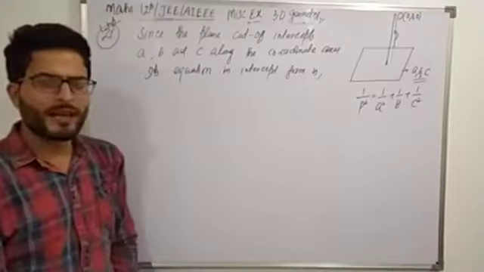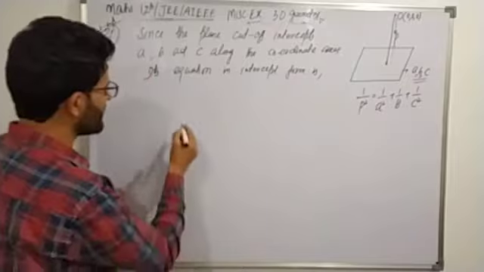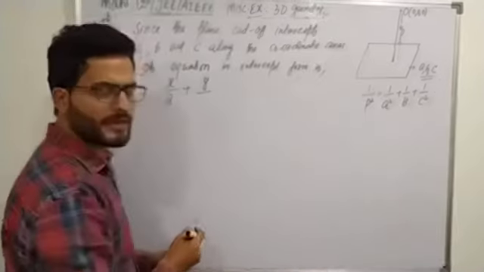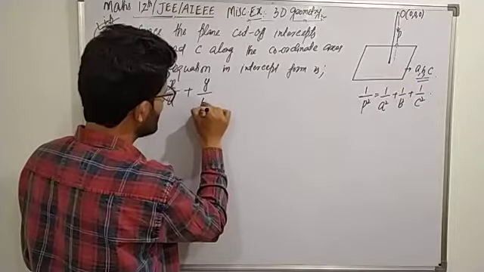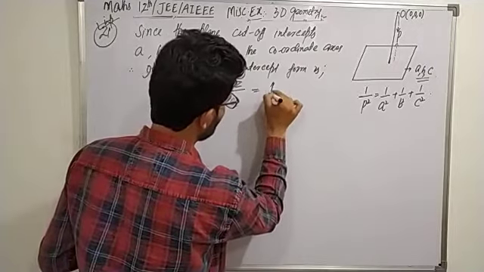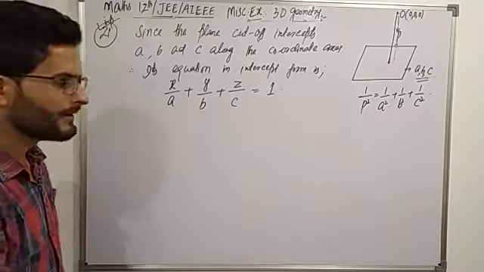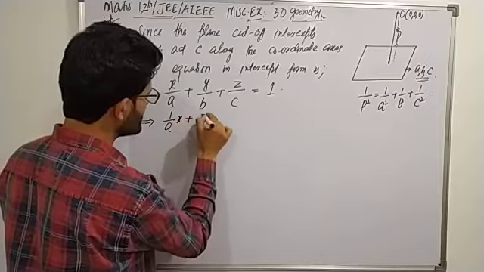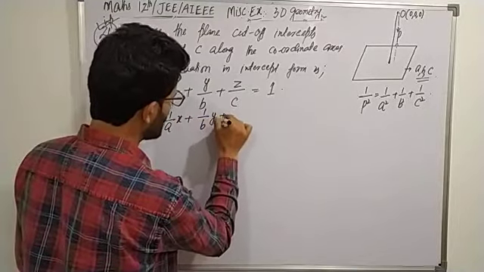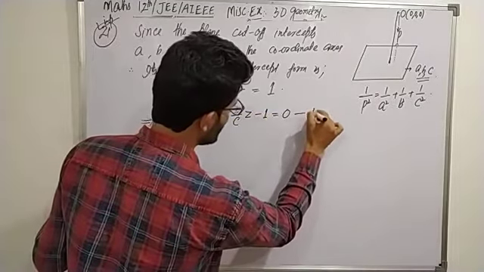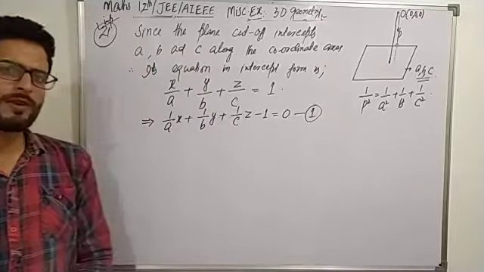तो क्या होती है इक्वेशन ऑफ प्लेन इन इंटरसेप्ट फॉर्म? पढ़ा है हमने x divided by a, where a is the x intercept, plus y divided by b, b is the y intercept, plus z divided by c, the z intercept, and that must be equal to 1. Is that clear? This can be written as 1 divided by a into x plus 1 divided by b into y plus 1 divided by c into z minus 1 equal to 0. We are keeping that as equation number first.